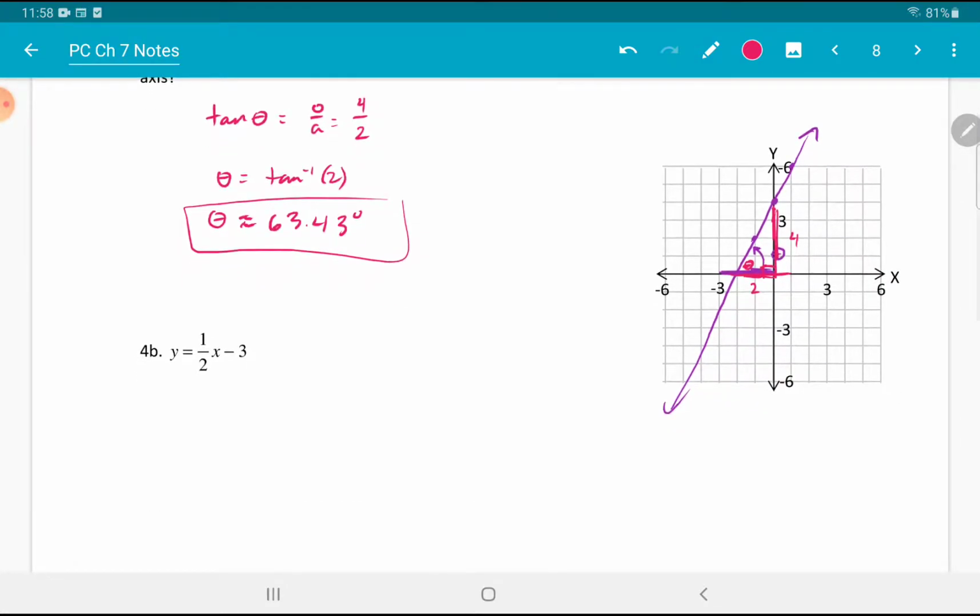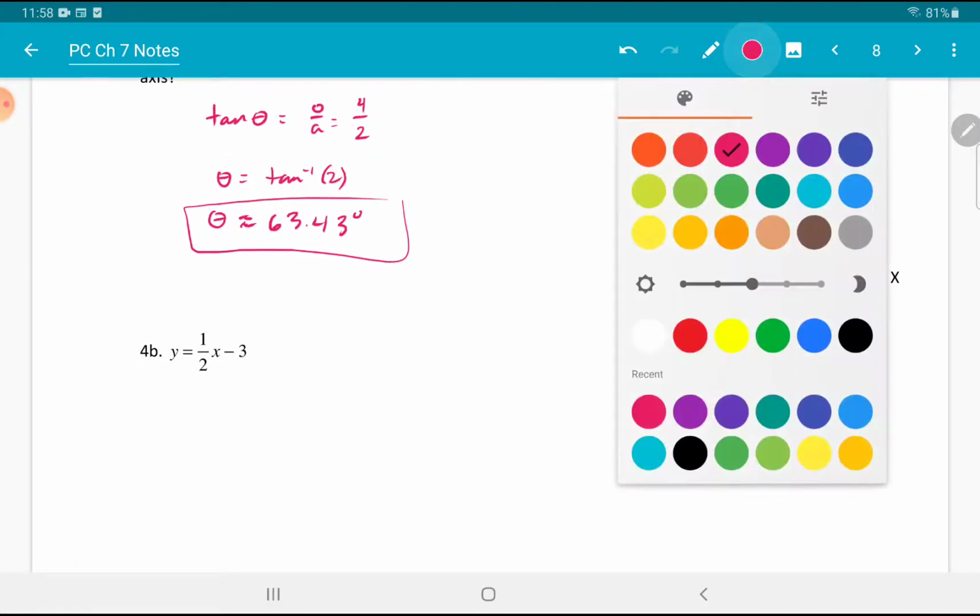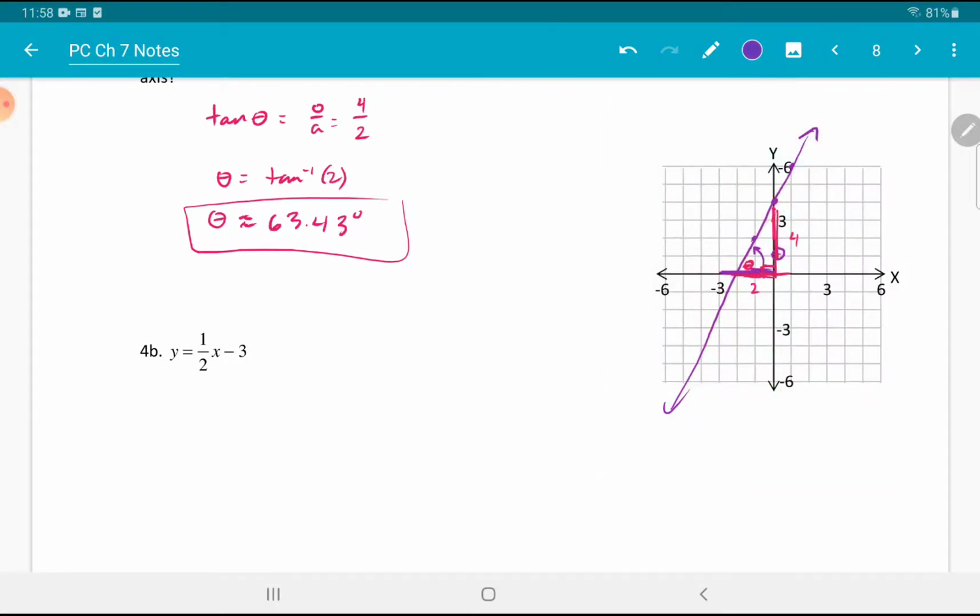For b, y equals half x minus 3, we can do the same approach here. We can graph that line. So half x minus 3 would give us a y-intercept at negative 3, a slope of 1 over 2. I'm just going to go ahead and plot this, just like that. And similarly, we want to see what angle it makes with the x-axis.